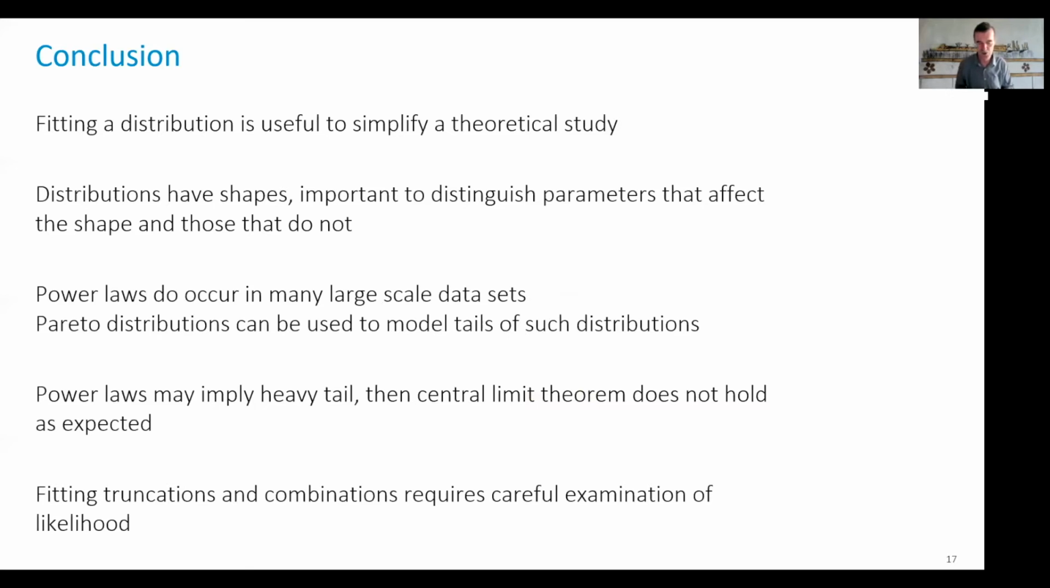Then we see also that this may cause problems. We have seen also how to avoid the problems. One way is to rescale such that the heavy tail will disappear. Voilà. That's all for this module.